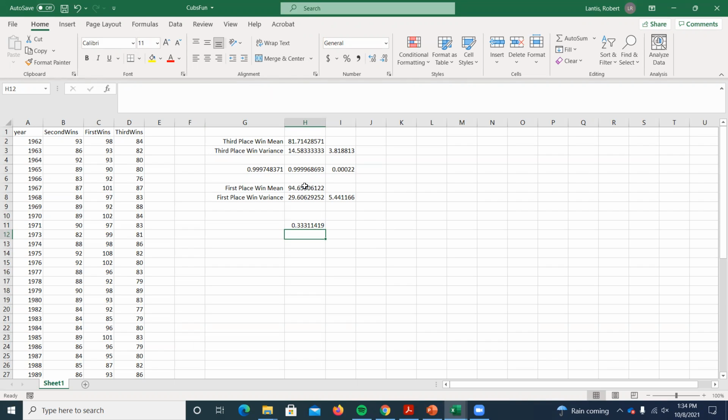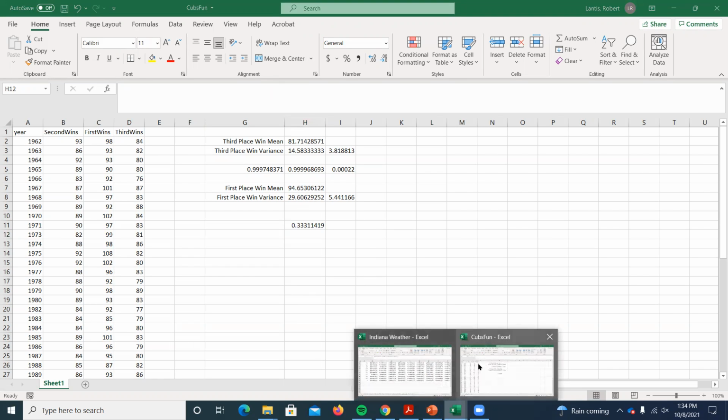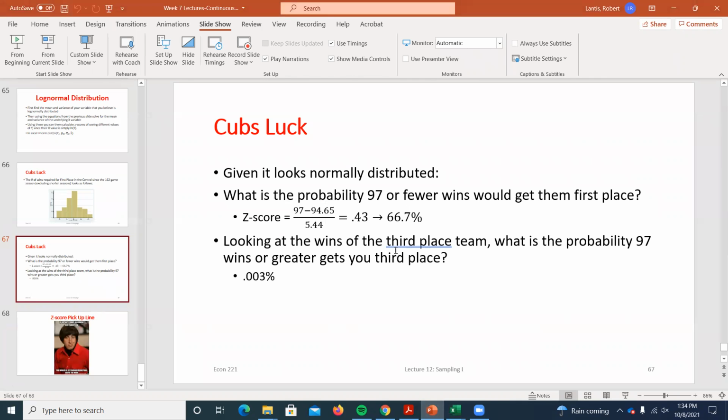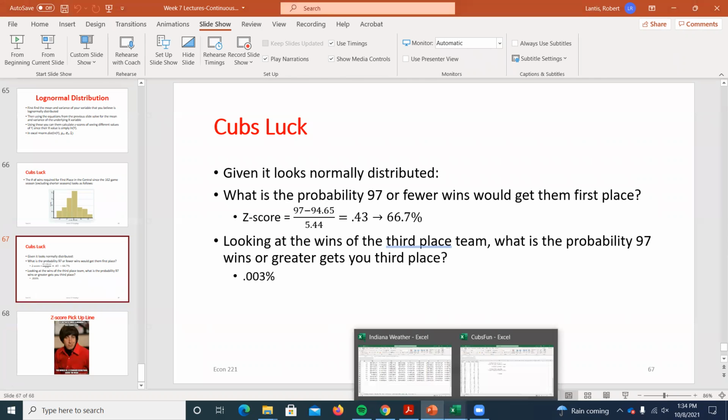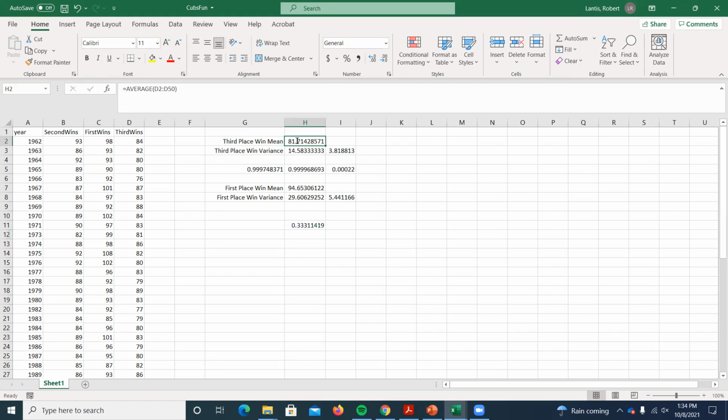But they in fact did not that year, right? So not only did they not get first place, they also ended up getting third. So then I said, okay, well, how likely was that? Well, you can find the average number of wins that would give you third place, the variance on that, the standard deviation. So here I said, okay, if I were to win 97 games, and here's the average number of wins that the third place team gets. Here's the standard deviation. What's the probability I end up in third place with 97 wins?